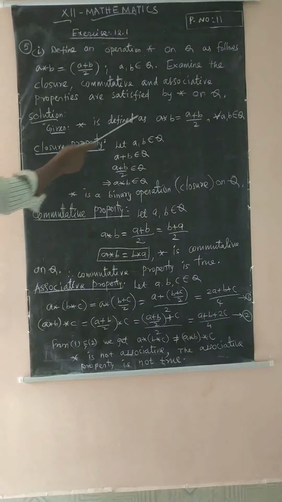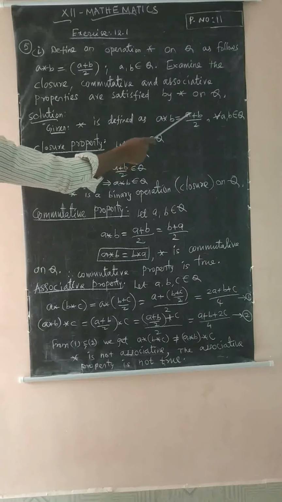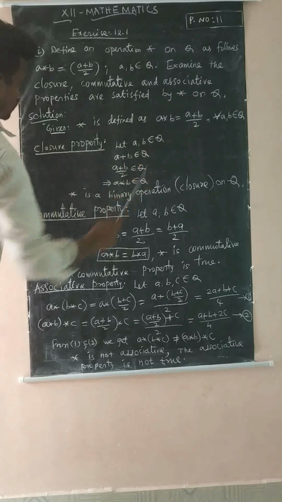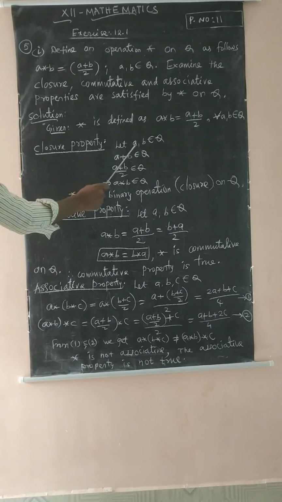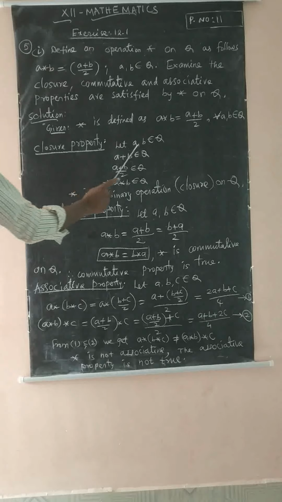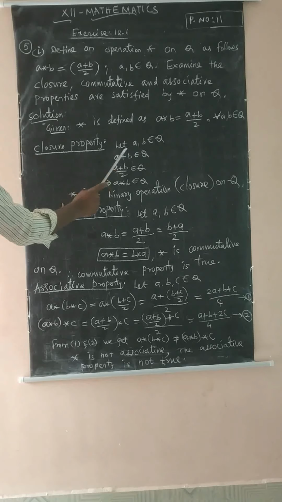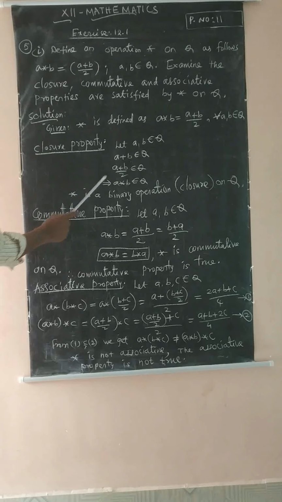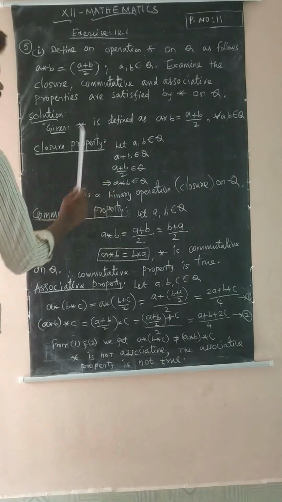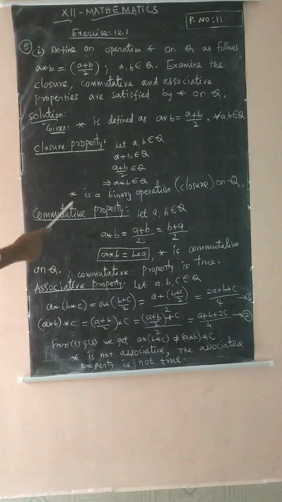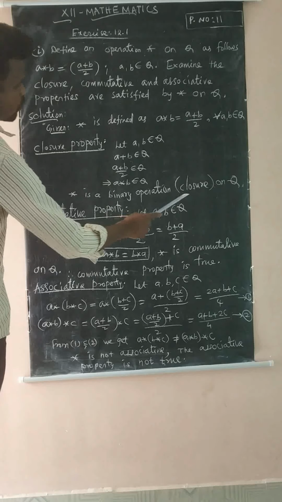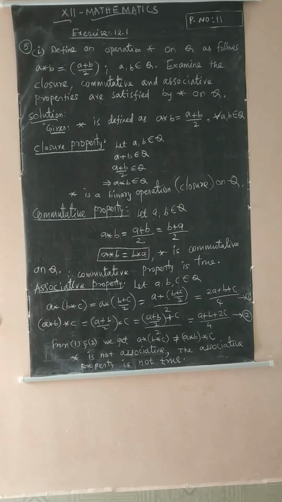Here the binary operator is star and the set is Q. Solution: given star is defined as a star b equal to a plus b by 2 for every a, b belonging to Q. First we have to write the closure property, so we take two elements. Let a, b belong to Q. Then a plus b belongs to Q, so a plus b by 2 is also in Q. Therefore a star b also belongs to Q. So star is a binary operation on Q.